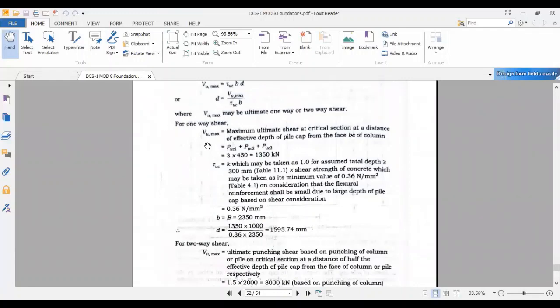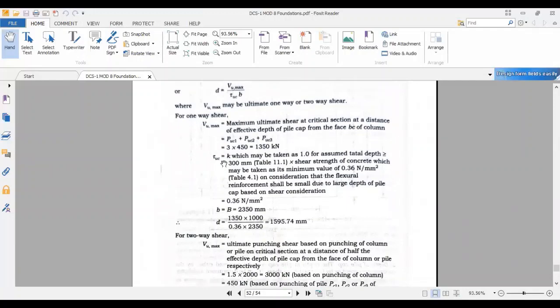सबसे पहले one way shear के लिए Vu max is maximum ultimate shear at critical section at a distance of effective depth of pile cap from the face of column, and it is given by PUC plus PUC1 plus PUC2 plus PUC3, and it is 3 into 450, so it comes out to be 1350 kilonewton.